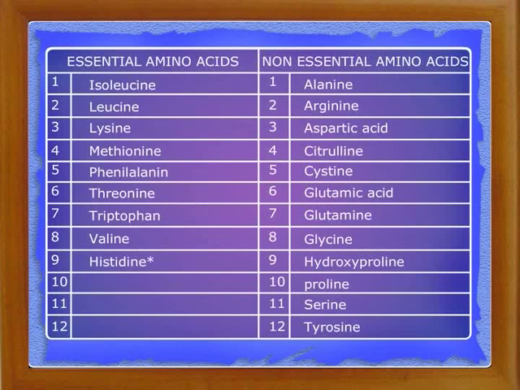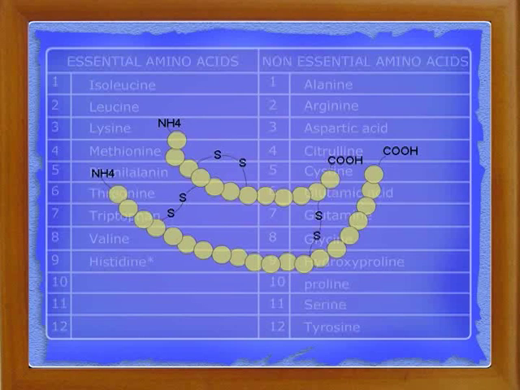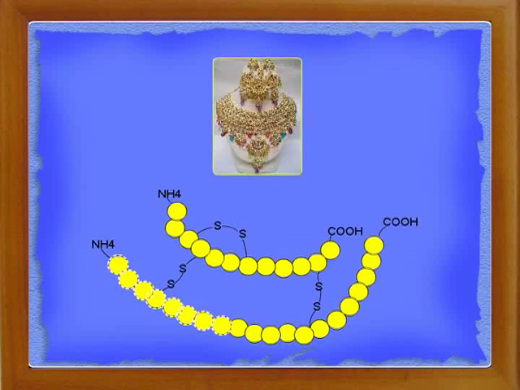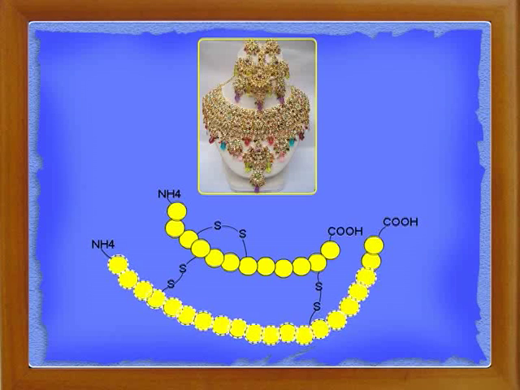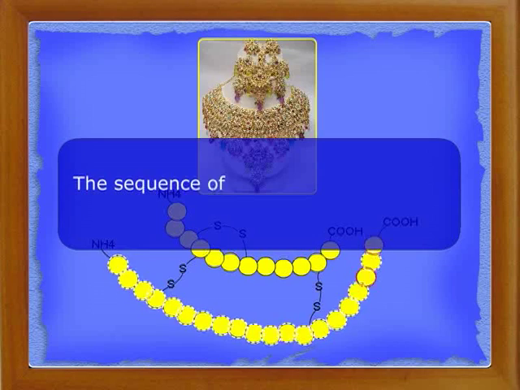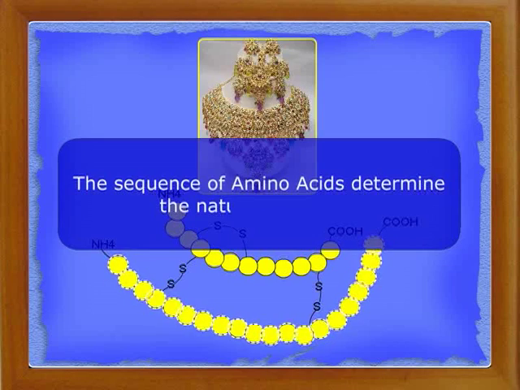In nature, there are 24 amino acids. Of these, 20 are present in most of the proteins. The proteins are like a chain of beads in a necklace. In this chain, the amino acids are arranged one after the other, and the sequence of amino acids determines the nature of protein.